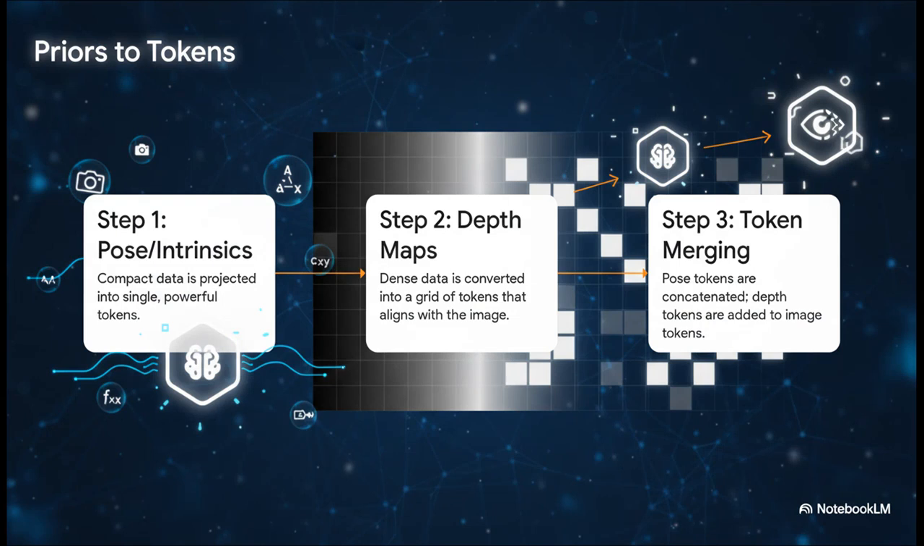It's not a one-size-fits-all solution. For the small, compact bits of info, like a camera pose, it basically distills them down into one single powerful concept token. But for dense data, like a depth map where you have a value for every pixel, it does something brilliant. It turns the depth map into a grid of tokens that matches the image grid, and then it just adds them together. It's like overlaying a transparent topographic map right on top of the satellite photo from the very beginning, fusing geometry and appearance right away.